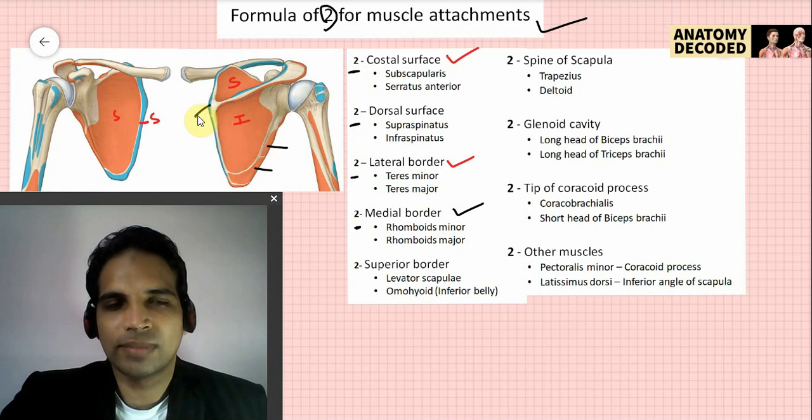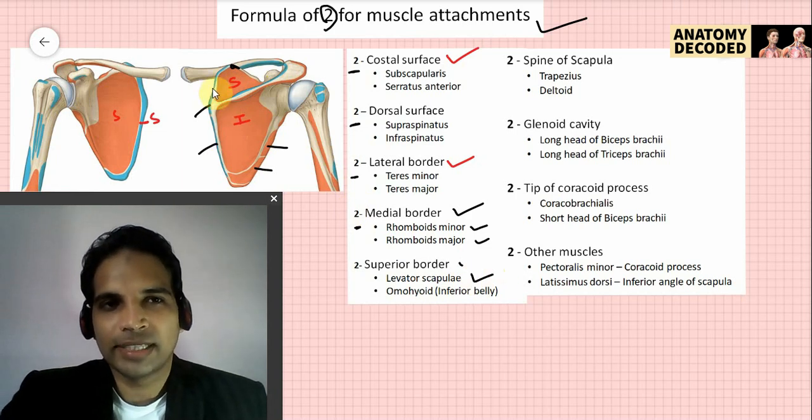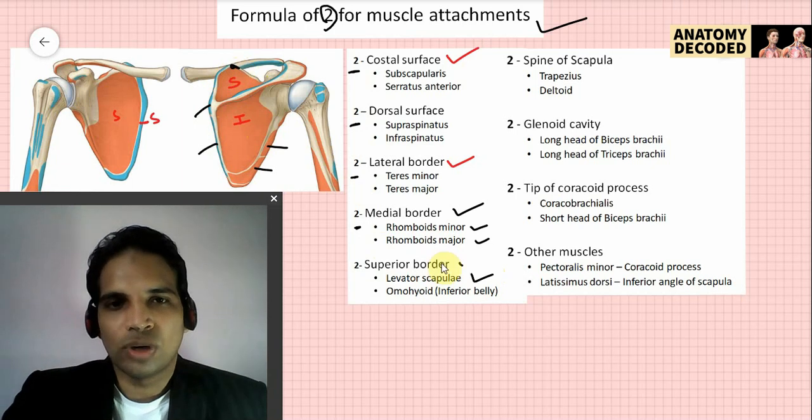Opposite the spine of the scapula, the muscle is rhomboid minor, and then there is rhomboid major, which is on the lower aspect. There is one more muscle which is on the medial aspect only, but I've included it in the superior border because it has some attachments in the superior border of the scapula as well. This muscle is levator scapulae. Ideally speaking, the medial border has three muscles: rhomboid minor, major, and levator scapulae, which is above the spine of the scapula. But it has some attachments on the superior border as well. That's why I've included it for the sake of convenience.